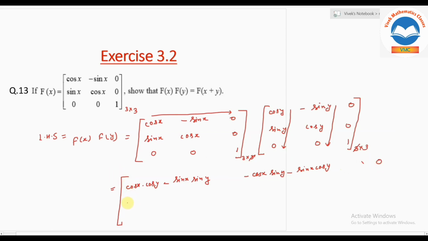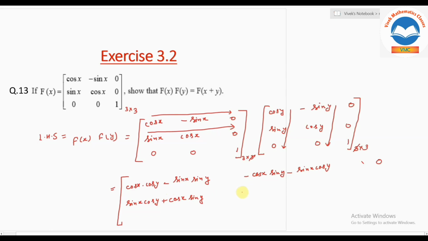Next, we will multiply the second row with the first column. So what will we get? Sin x into sin y. No, the first column is cos y. So sin x cos y plus cos x sin y. And this will be 0 only.